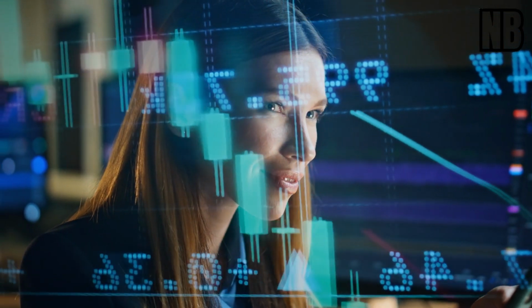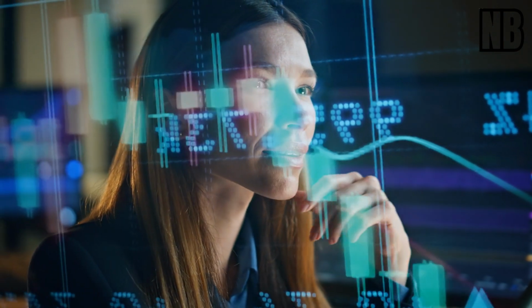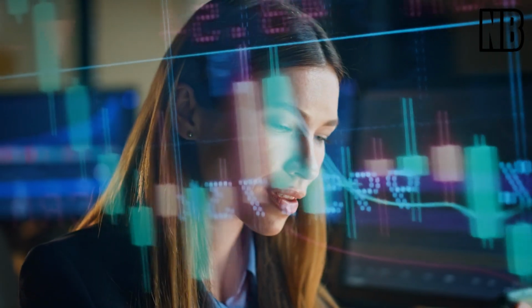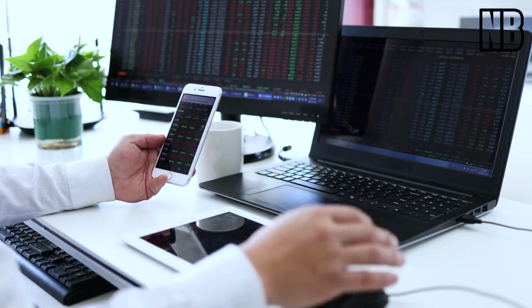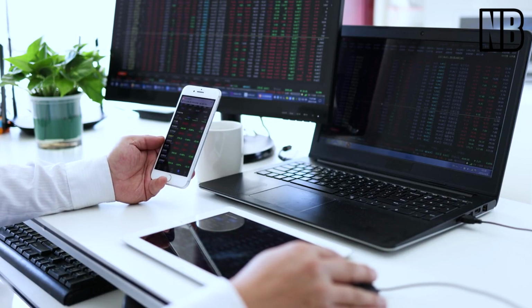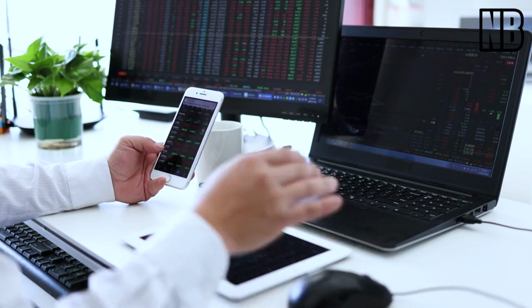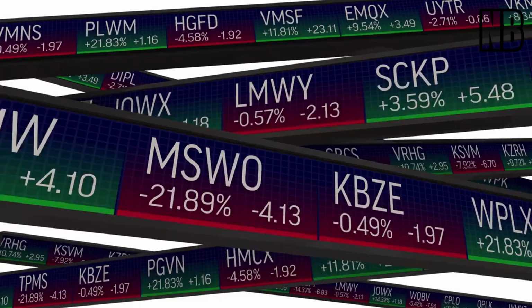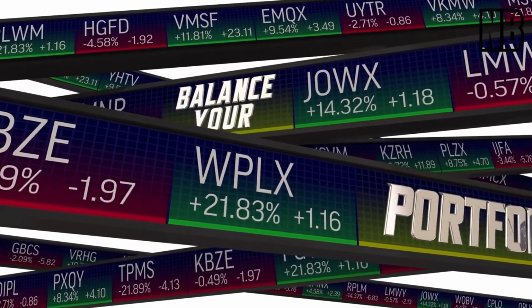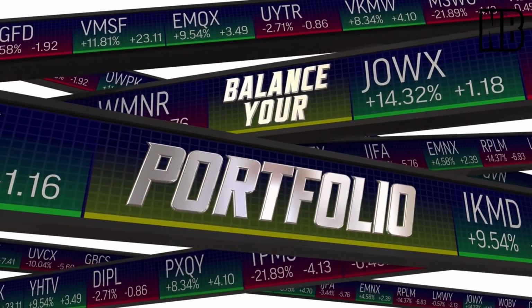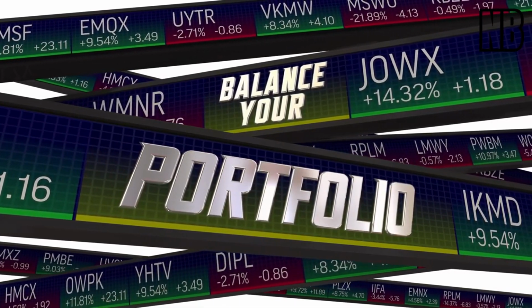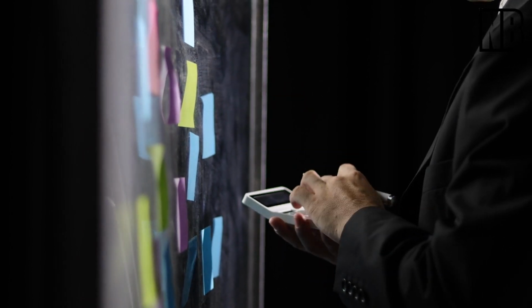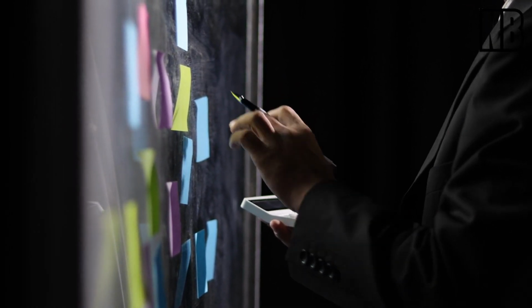Characteristics: higher management fees, potential for higher returns, and a focus on short-term market movements. Examples: actively managed mutual funds, stock picking, and frequent trading. 7. Asset allocation. Asset allocation involves distributing investments across various asset classes to balance risk and reward. Proper asset allocation is key to achieving long-term financial goals while managing risk.